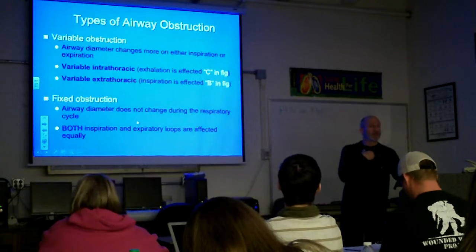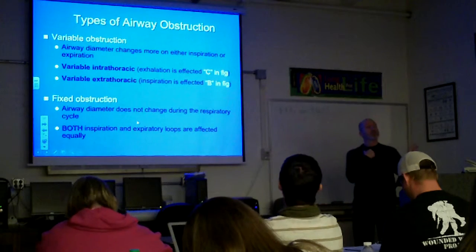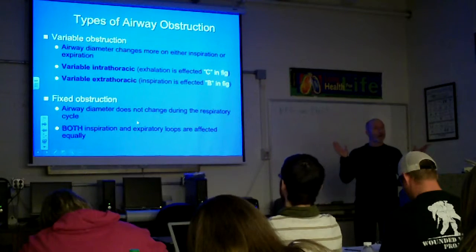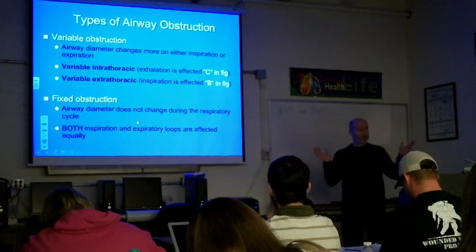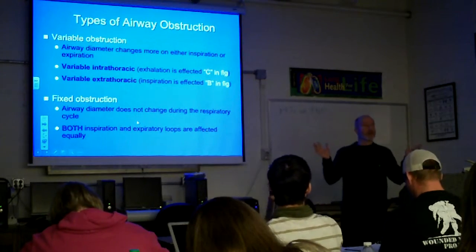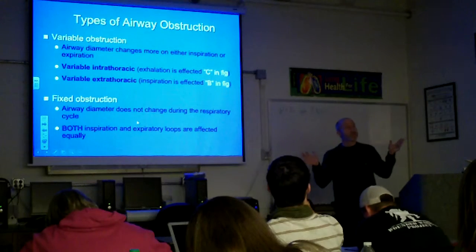So if it's a fixed obstruction, it could be inside the chest or outside the chest. You cannot tell. You're going to have to do a bronchoscopy. You're going to have to do other tests to figure out where the obstruction is if it turns out to be fixed.